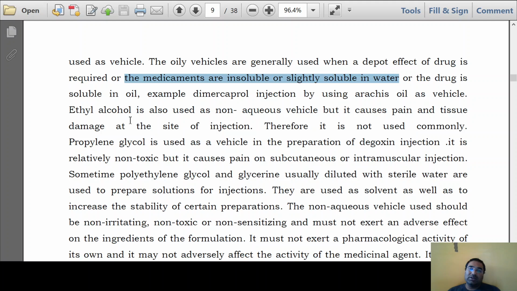Other than oils, ethyl alcohol is also used as a non-aqueous vehicle, but it may cause pain and tissue damage at the site of injection.